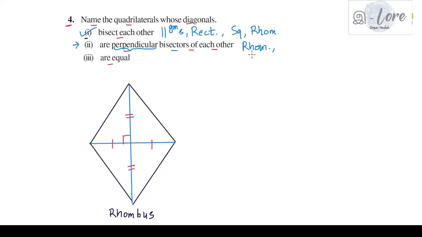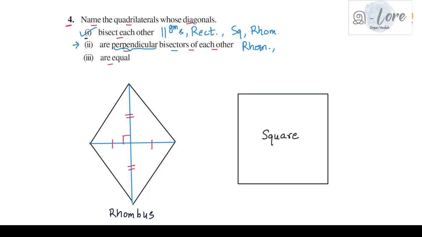And there is a special type of rhombuses. What is that special type? Well, that special type is squares. So you take any square, because any square is also a rhombus. A square will also be a quadrilateral in which the diagonals are perpendicular bisectors of each other. So we can also add a square as the answer for part 2. So this completes part 2.